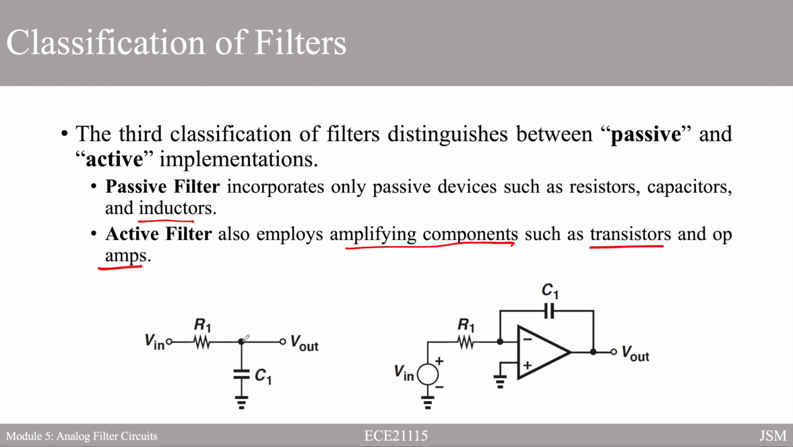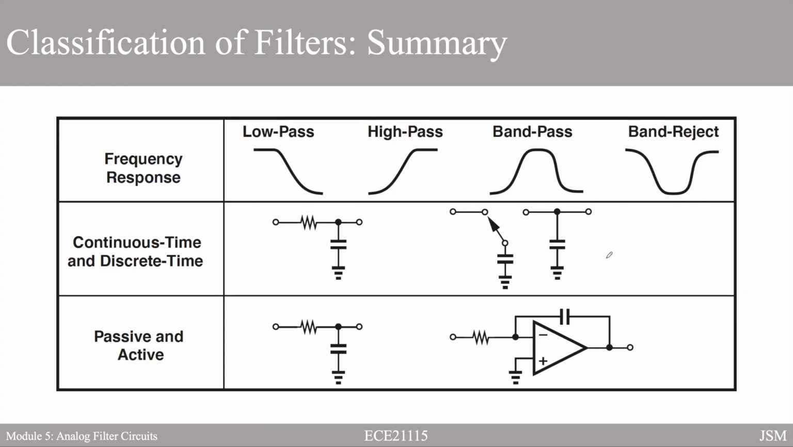Dahil the maximum amplification for a passive filter is equal to 1. So what if gusto natin may amplification na kasama? Gusto natin yung amplification natin or the voltage gain is greater than 1. So we need to use an active filter po. Okay, so to summarize, ito po yung different classifications.